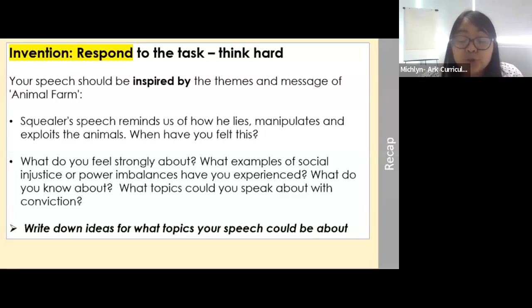What do you feel strongly about? How have you felt social injustice, or perhaps when you felt a power imbalance? And that could be something between, perhaps, them and their parents, or them and their teacher. But what would you speak out about?